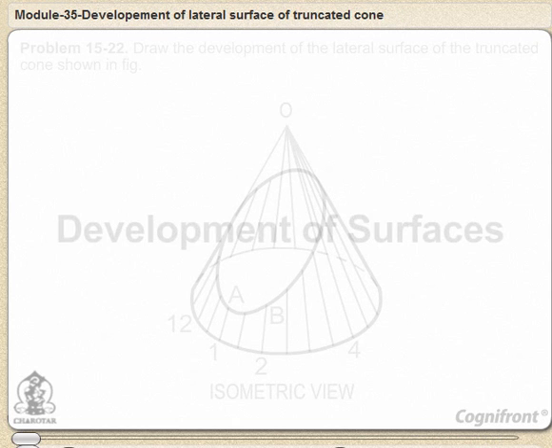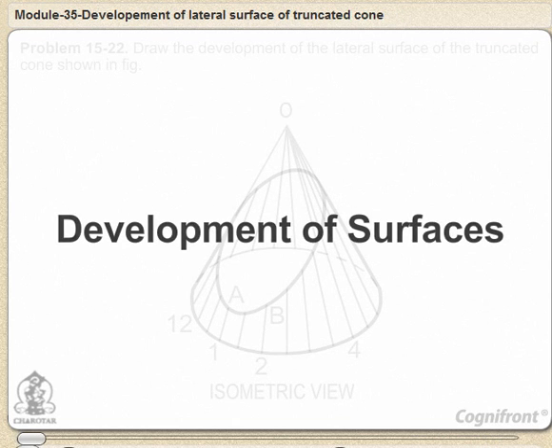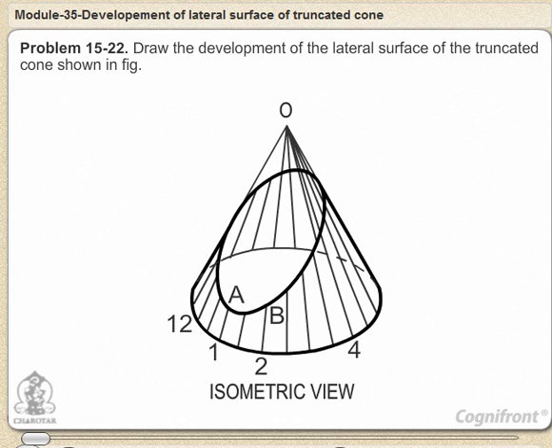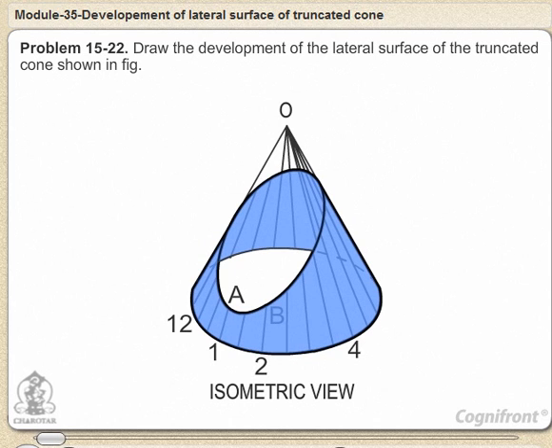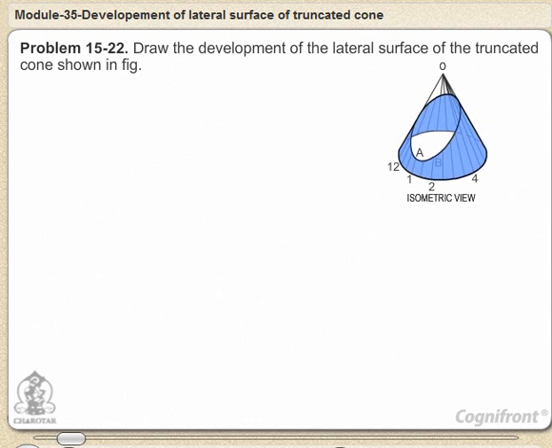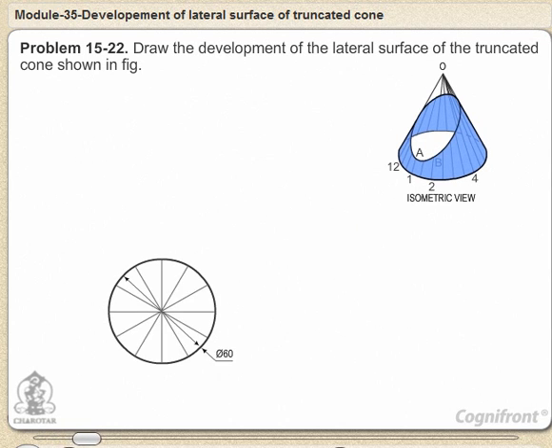Development of surfaces. Problem 15.22. Draw the development of the lateral surface of the truncated cone as shown in the figure. Assuming the cone to be whole, let us draw its development. First, draw the base circle in the top view and divide it into 12 equal parts.